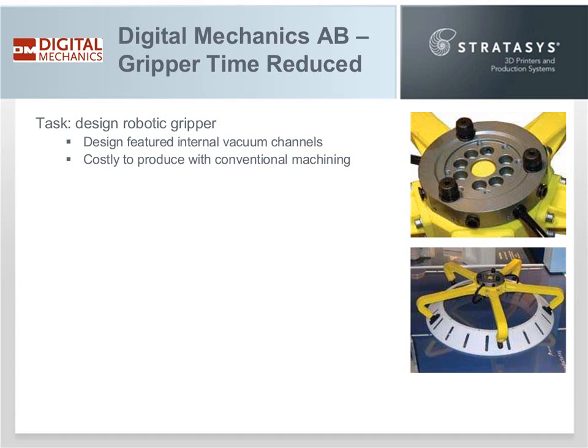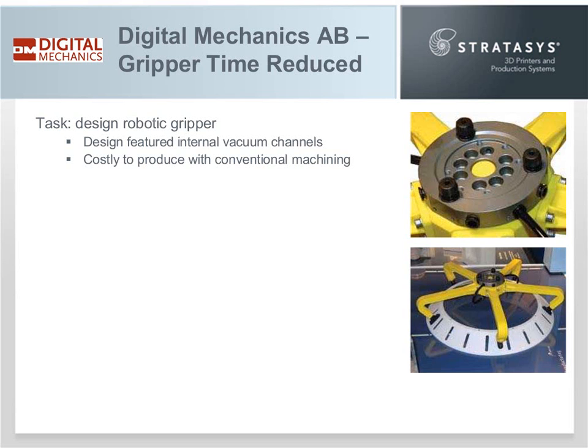Next, we're going to cover a few customer stories and talk about how they were able to leverage additive manufacturing to improve the design and throughput of some of their manufacturing tools. The first customer is Digital Mechanics. They created a robot gripper that takes parts from an injection mold, removes them, and places them into the next phase of the assembly process. The original design had hoses that pulled a vacuum through the tool to grip the part and hold it while it transported it.